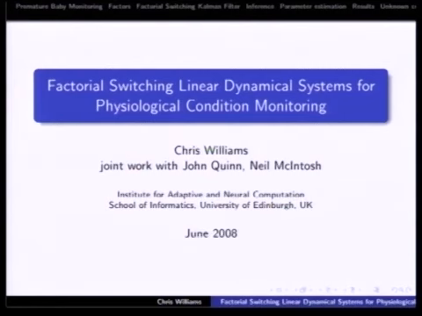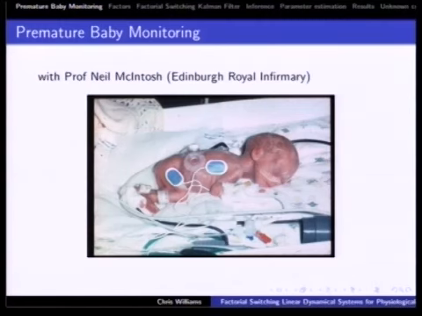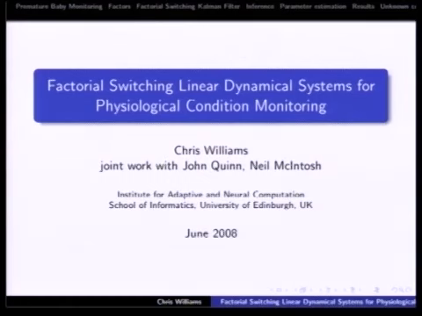So this talk is probably less about theory and much more about the practice of using time series models in condition monitoring. The situation we were interested in, and let me highlight first, is joint work with John Quinn, who was my PhD student and graduated last year, and also Neil McIntosh, who was Professor of Child Life and Health at Edinburgh and just recently retired, but is still active.